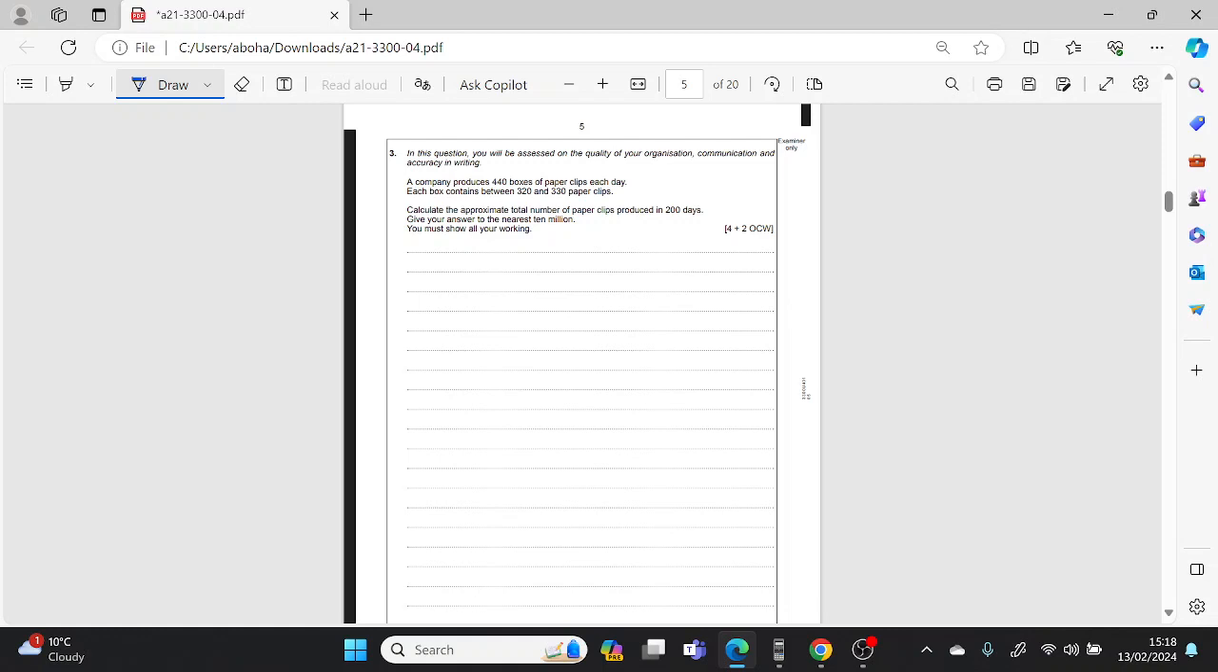Right. So this is an approximation question. So I want you to picture the scenario that you have a company that produces 440 boxes of paper clips per day. Each box contains between that and that. So it doesn't actually tell us how many that's going to be, okay?